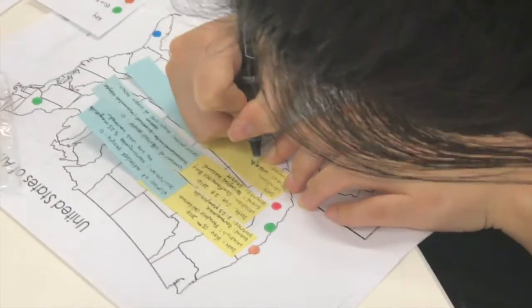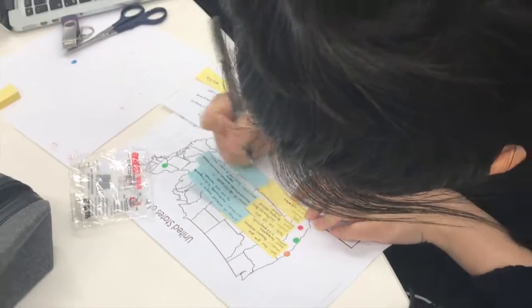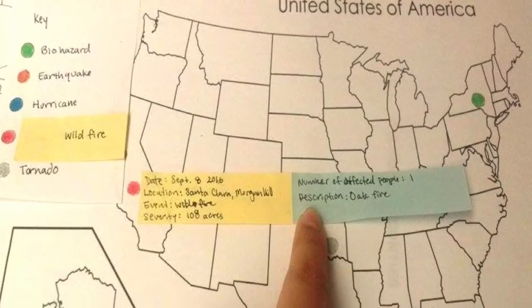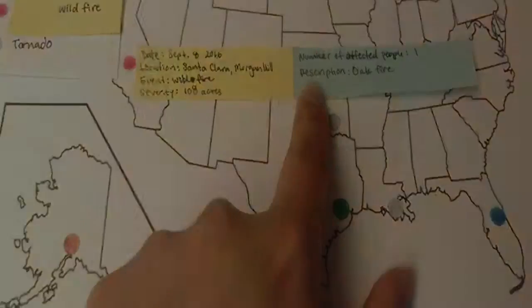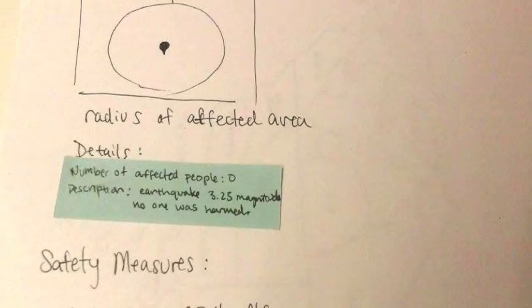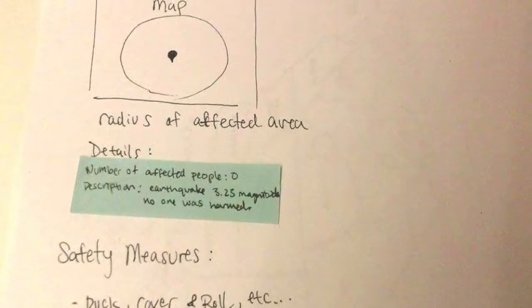When the user hovers over a data point, a small description of the disaster pops up. Then they have the option to click for more details, such as the radius of the disaster and safety measures. Moreover, the user can search for specific locations or disasters on the map.